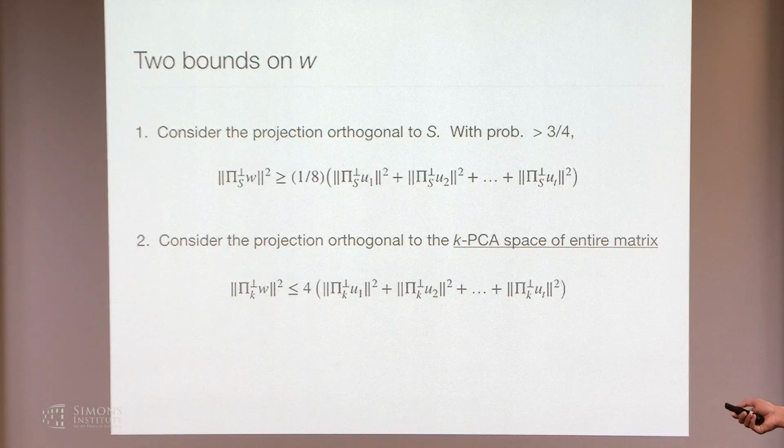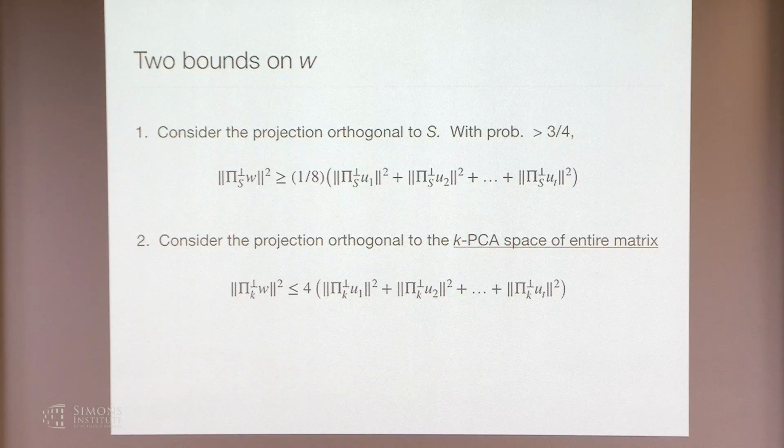The other thing, which is a slightly tricky thing, is that if you consider the projection orthogonal to the optimal PCA space for the entire matrix. Note that we have no idea what the space is, but just for the sake of analysis, let's consider pi k to be the optimal k PCA subspace for the entire matrix. Then even this kind of a bound holds: the projection of W is not much more than the sum of projections of all these other vectors. Let's see how these two bounds are useful.